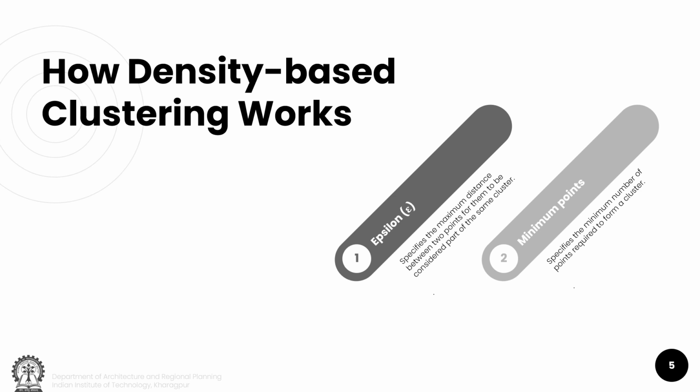The DBSCAN algorithm works by starting with a random data point and identifying all neighboring points within epsilon distance. If the number of neighboring points is greater than or equal to the minimum points parameter, a new cluster is formed. This process continues until all points have been assigned to a cluster or labeled as noise.